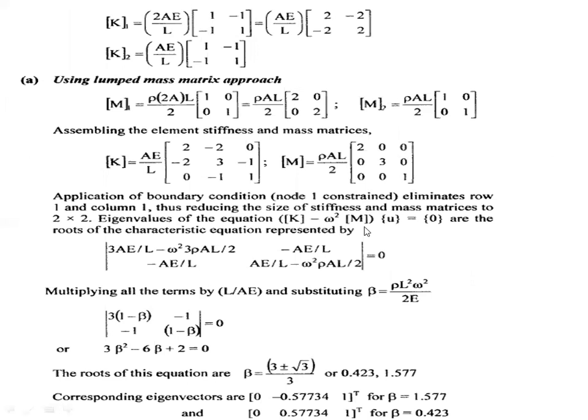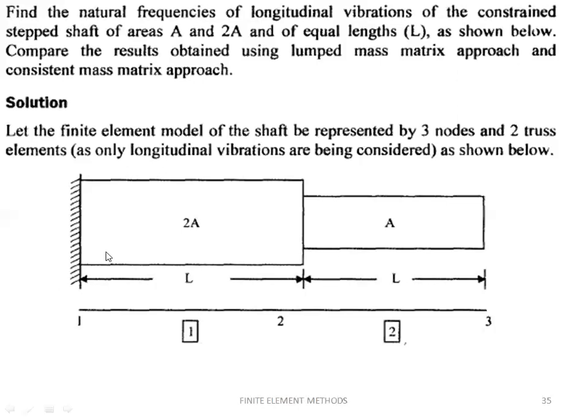So therefore n by n becomes 3 by 3. Therefore k becomes a 3 by 3 matrix, and m is also a 3 by 3 matrix. If you see the problem again, nodal point 1 is fixed. So the displacement at nodal point 1 will be arrested. Therefore there is no displacement at nodal point 1, so the displacement is equal to 0 at nodal point 1.